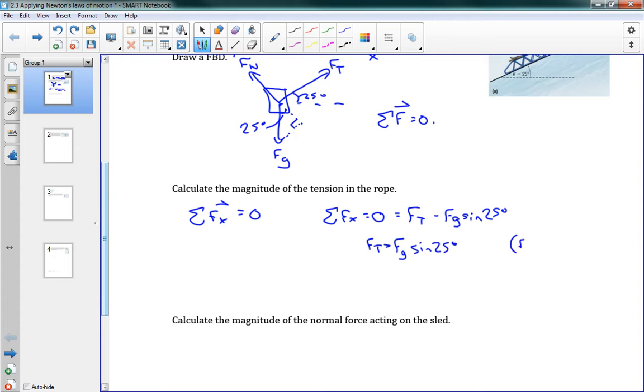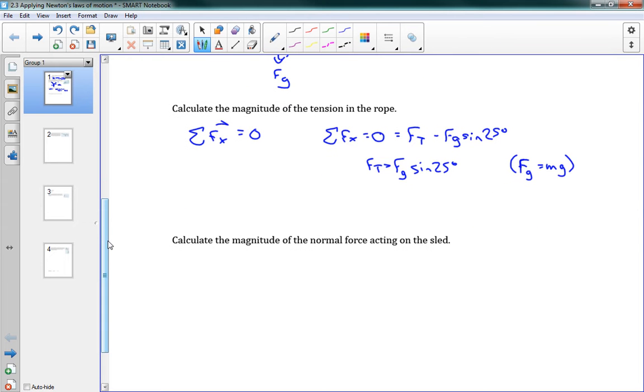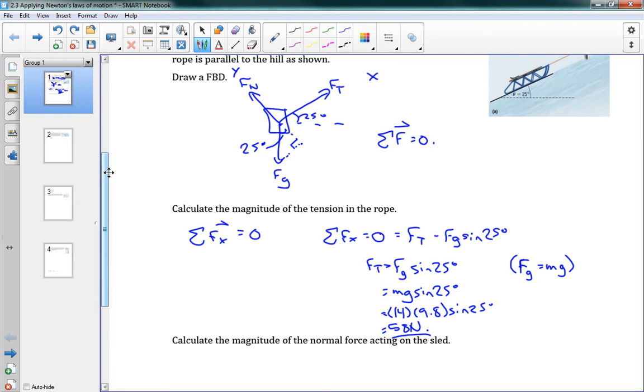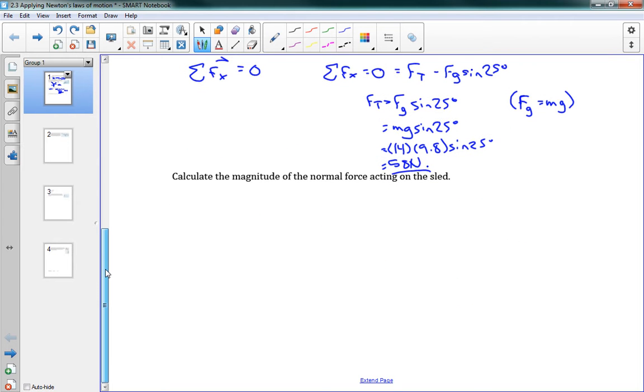Now Fg, we know, Fg is equal to mg, so now I can substitute that in. So Ft is equal to mg sine 25 degrees. And that is 14 kilograms times 9.8 sine 25. And now I can get my answer here. So I have 58 newtons. And that tells me my tension in the rope. And you see how that worked pretty well when I used my x and y directions the way that I did. Okay. Now we want to calculate the magnitude of the normal force.